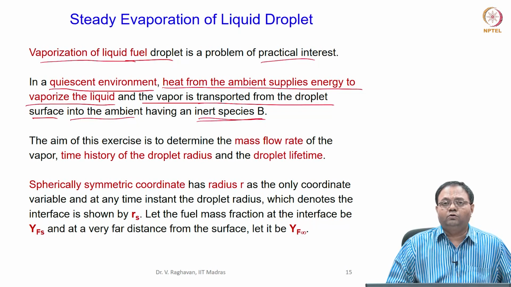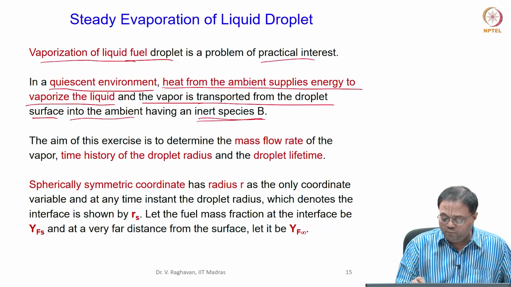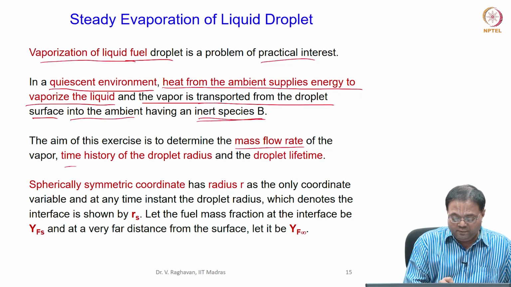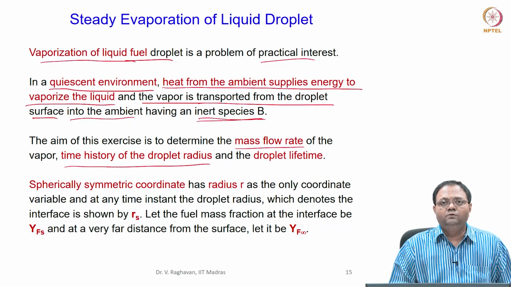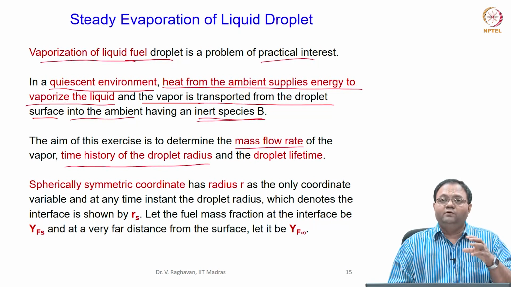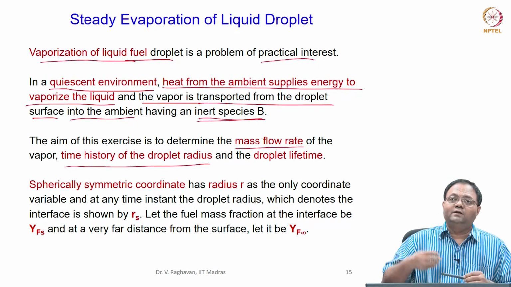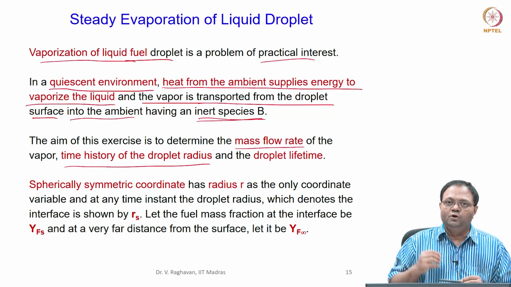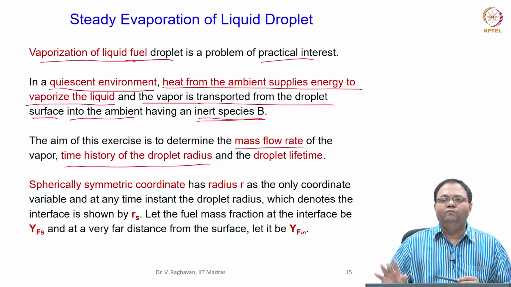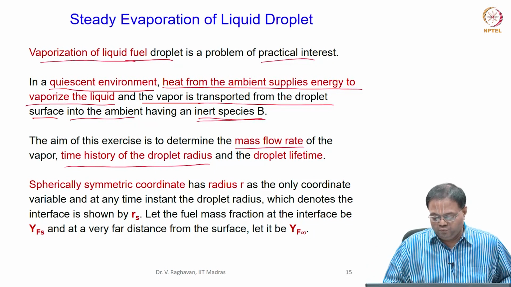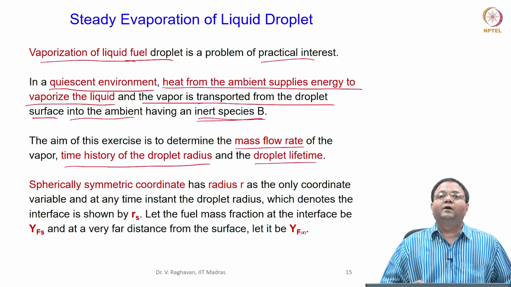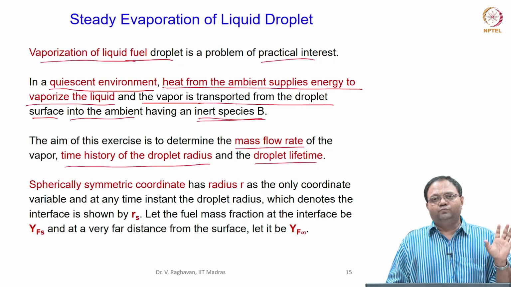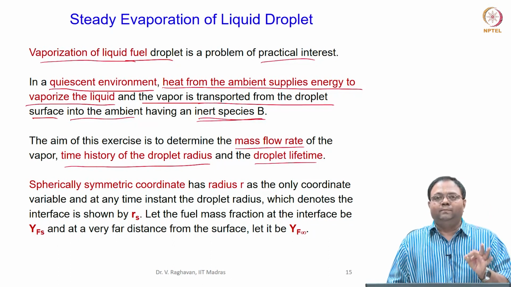Now, what we want to achieve here is to determine the mass flow rate of the vapor from the droplet surface, then the time history of the droplet radius. Here we are looking at a problem where the droplet radius initially has some value and by evaporation the droplet radius shrinks, and finally it becomes 0 when all the liquid is vaporized. Then what is the time for a given droplet of initial diameter, say 1 mm, to completely evaporate in a given environment? That is called the droplet lifetime.